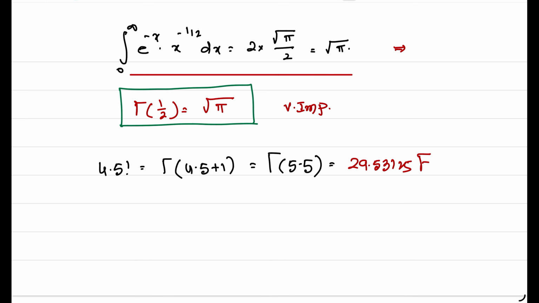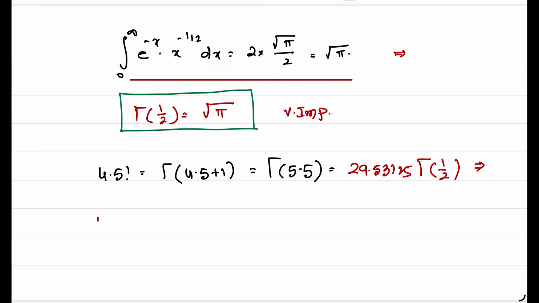29.53125 into gamma half. Replace that gamma half value with square root of pi. That implies 4.5 factorial is equal to 29.53125 into square root of pi.